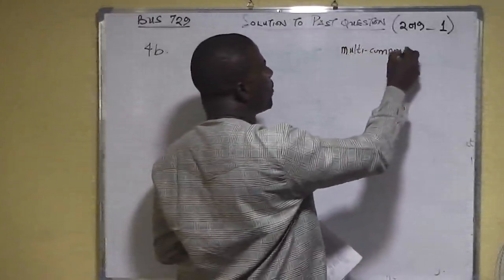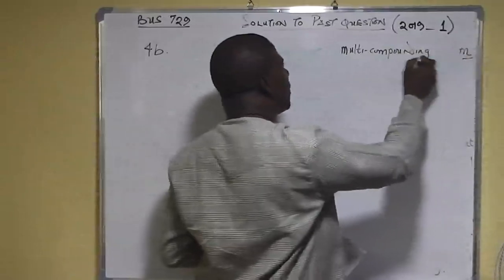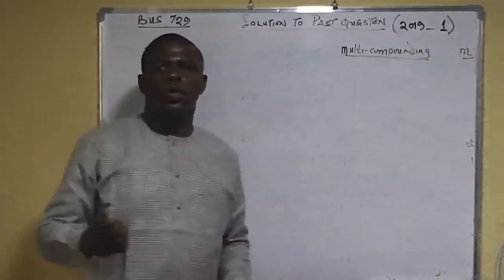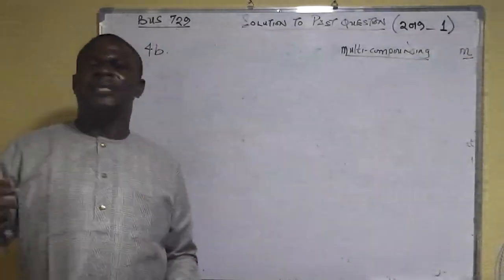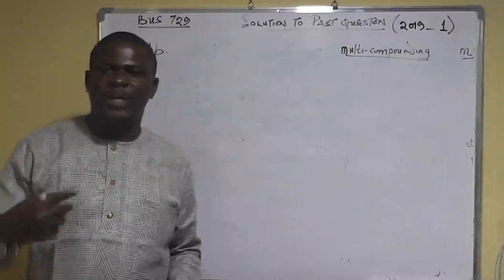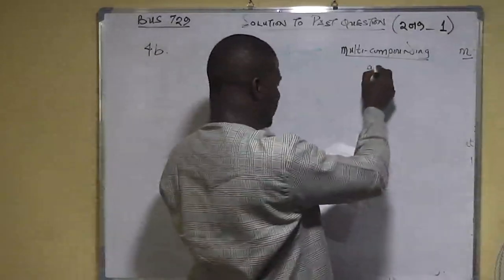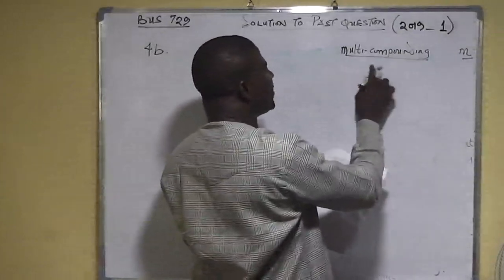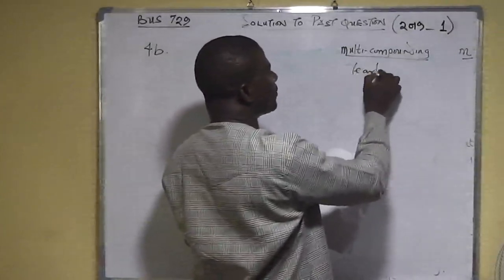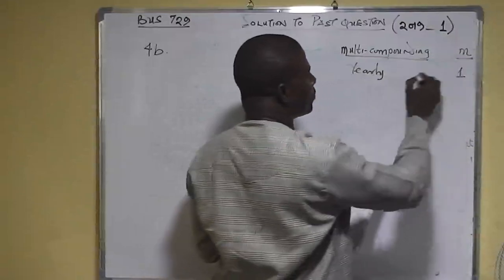Now multi-compounding, of course, is always represented by M. Multi-compounding means that the interest that is accrued to your investment is more than once in a year. Annually is the same thing as yearly. So your M will be 1.